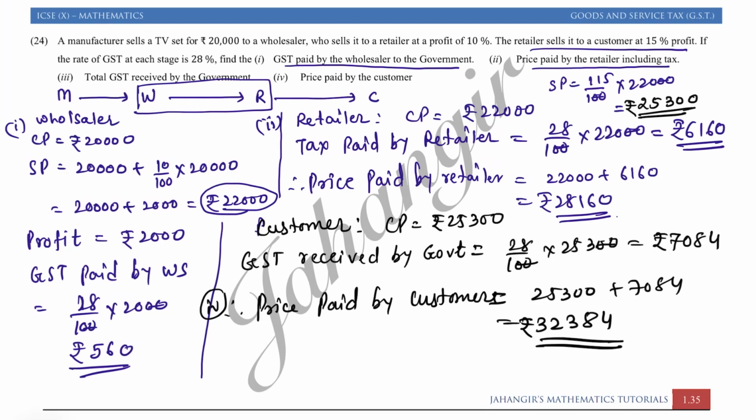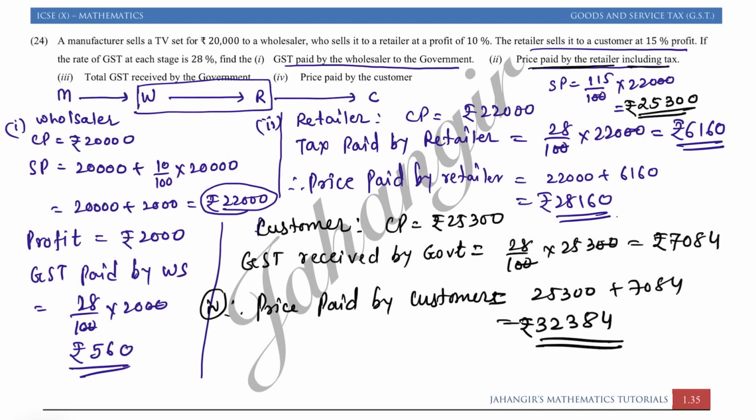This question was also simple. Just read it properly and find out whatever they had asked in the question. Okay. It's very simple, straightforward. When we have to find GST paid by the middleman, that is wholesaler, retailer, to the government, we will find on profit. Second question में क्या था? Price paid by the retailer including tax.